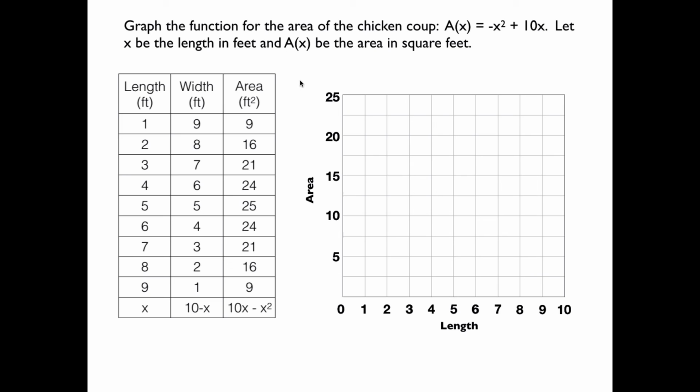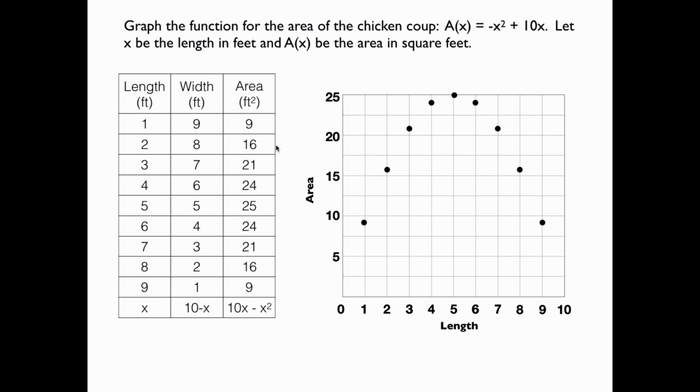Now, you don't have graph paper in front of you, so I'm just going to show you how this would be done, but the task is: graph the function for the area of the chicken coop, A(x) equals negative x squared plus 10x. Let x be the length in feet, and A(x) be the area in square feet. So essentially, our x in this case is the length, and our A(x), or the output, is the area. So based on the length of one side of the chicken coop, what would the area be of the whole chicken coop? And if we graph this data, notice what happens.